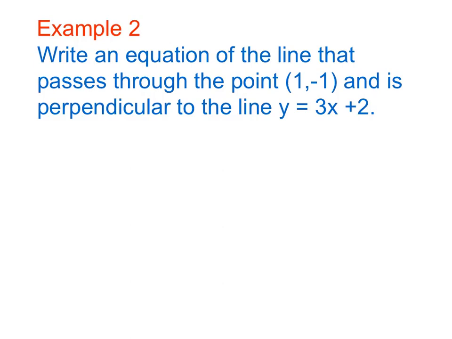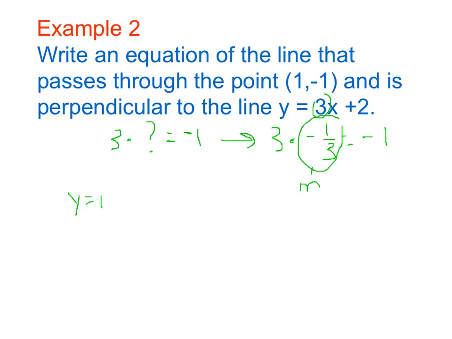So if we look at the slope of this line, we got 3. So we want to know, what do you multiply 3 by? 3 times some number is going to give you negative 1. It's just basically the reciprocal and the negative of it. So if we did 3 times negative 1/3, we're going to get negative 1. So we want to use this for the slope.